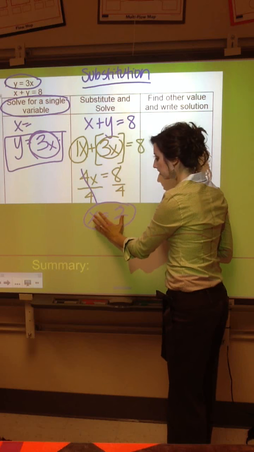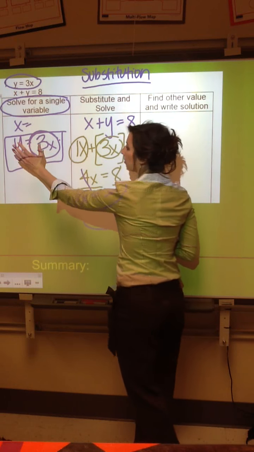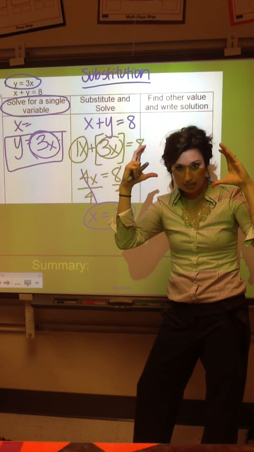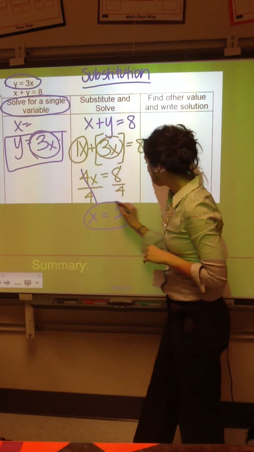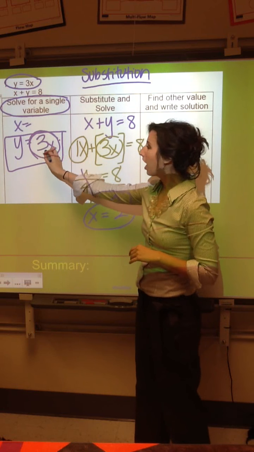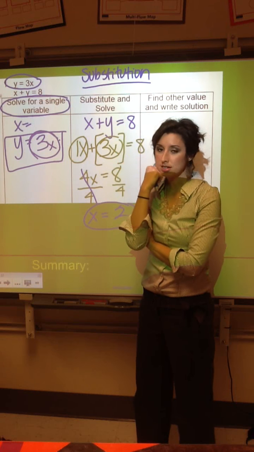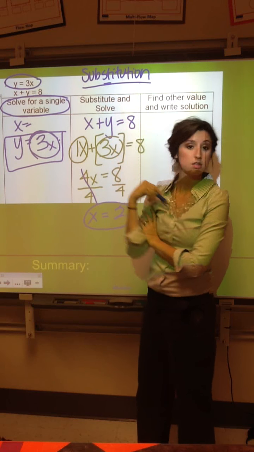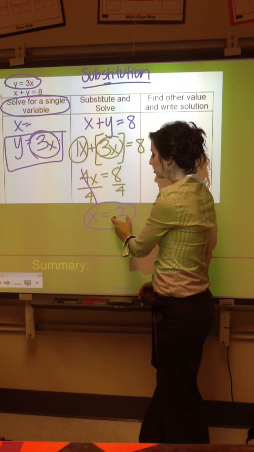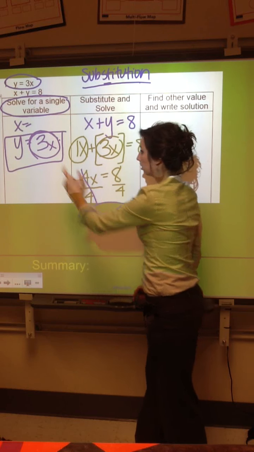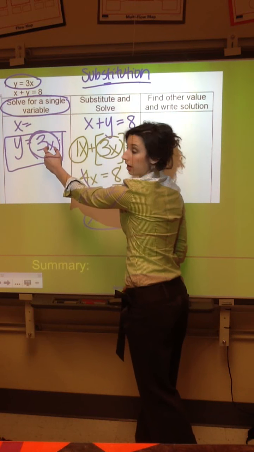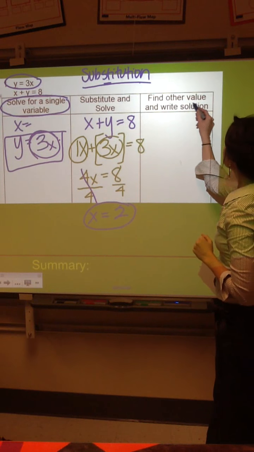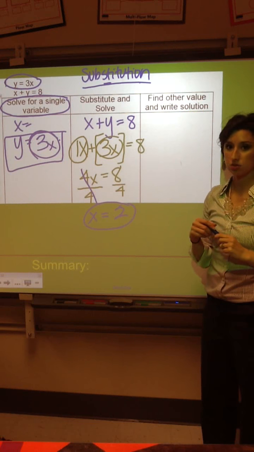Now that I have x, and I also have y, remember I'm looking for the solution. I need it to be an ordered pair. I know x, but is y an ordered pair yet? Is it just a number? No. So what do I need to do? Substitution. I am going to substitute my x number for this x so I can get y. So here we go. Find the other value and write the solution.